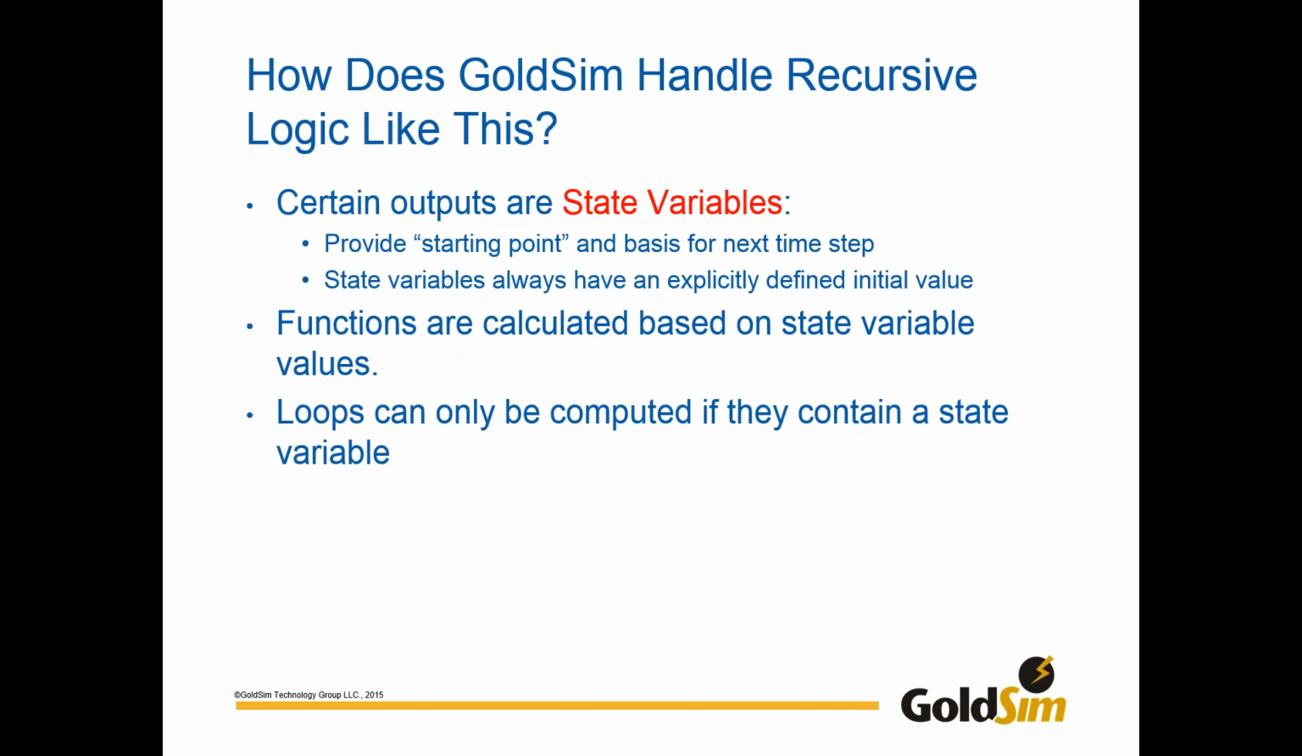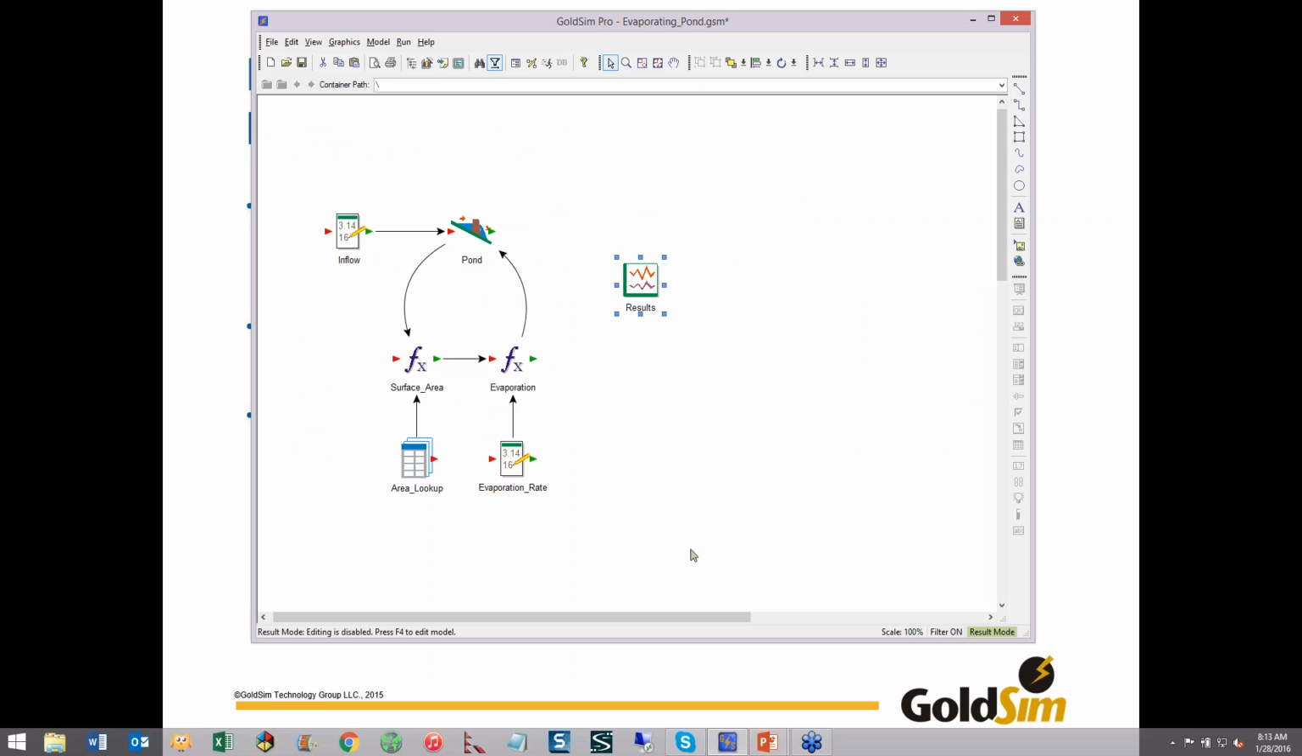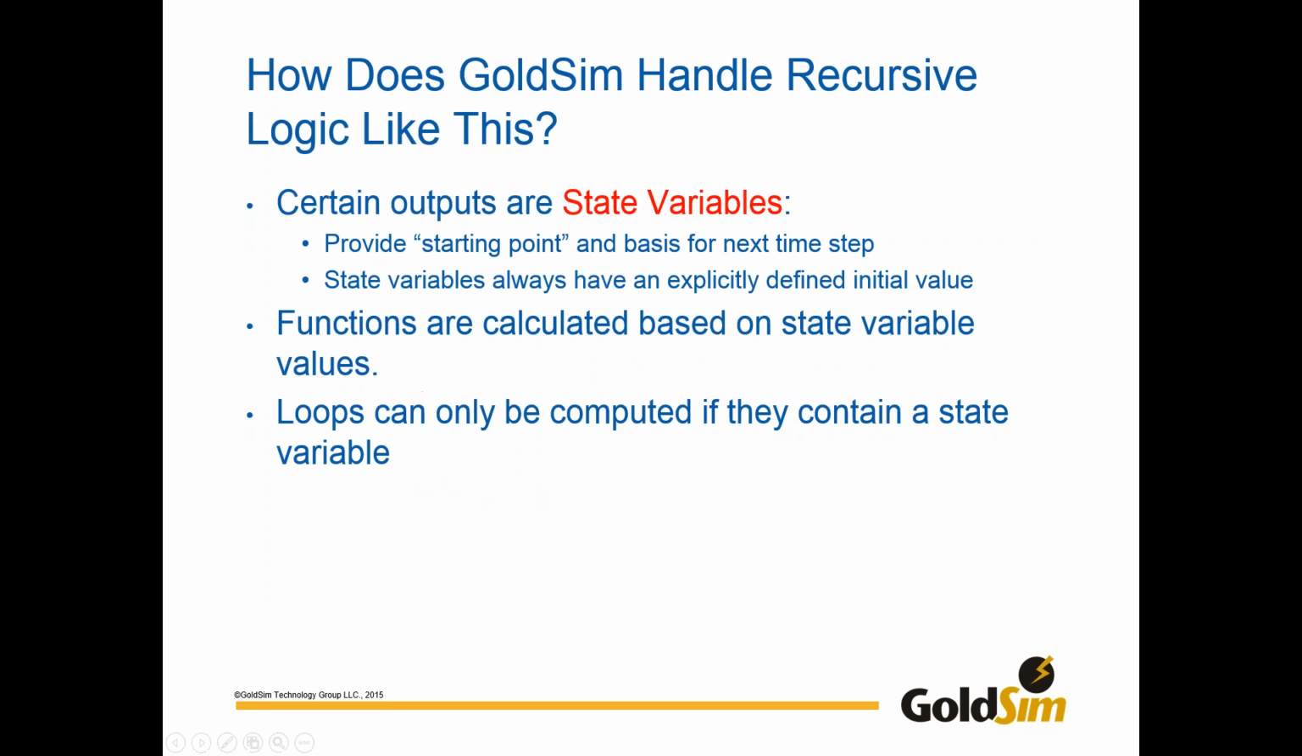There's no state variables, you will not be able to create the loop. GoldSim will say this is recursive logic. But if you have a state variable, it's going to be able to do it. Essentially what it does is as follows. We know what the value is of this guy initially. Therefore, I can calculate the surface area. Therefore, I can calculate this. Then I can update this guy. So it goes and looks at his initial value, calculates that one, then updates him for the time step. That's basically, in simple terms, how we would handle a looping system like that.